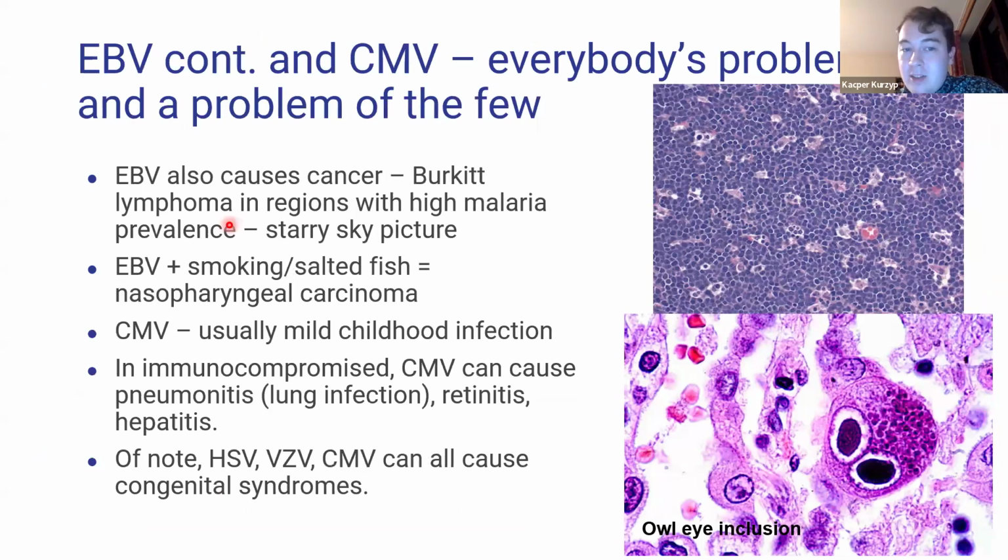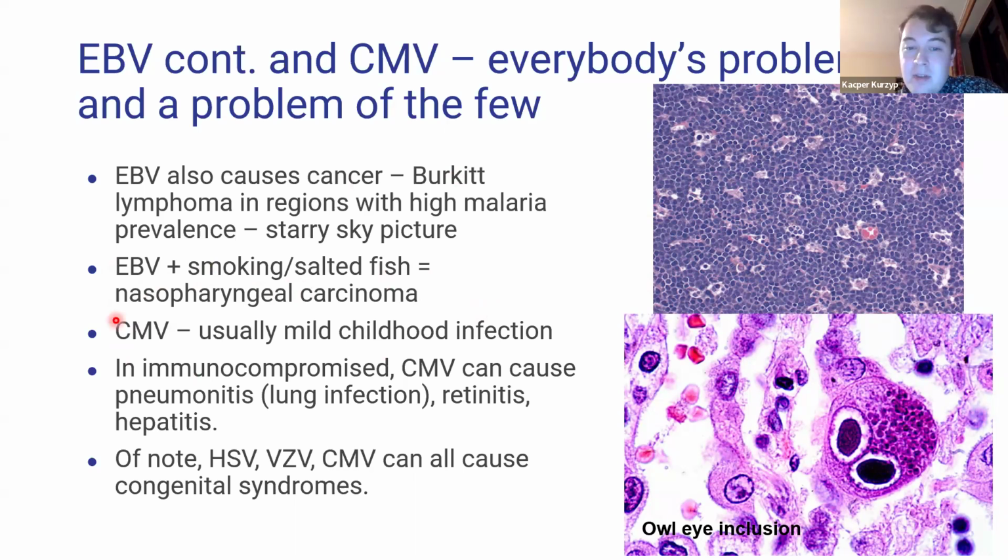Now, the risks with EBV, it may cause cancer, so your Burkitt lymphoma with the starry sky type picture in here. It may cause nasopharyngeal carcinoma if you are in a culture that likes smoking and salted fish. Burkitt lymphoma is an association of EBV plus malaria, interestingly. So your typical infectious disease cancer.